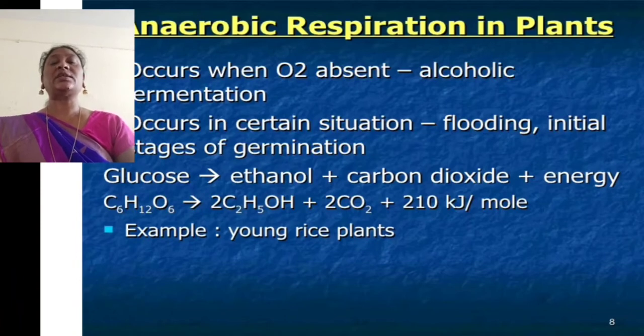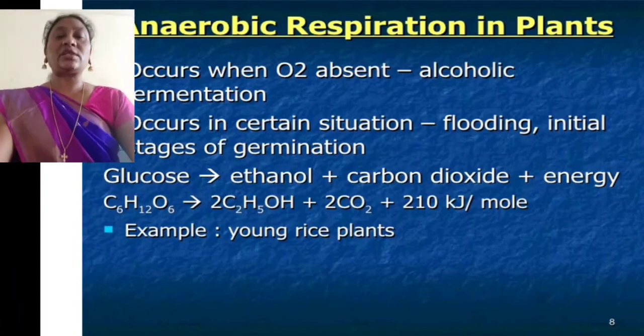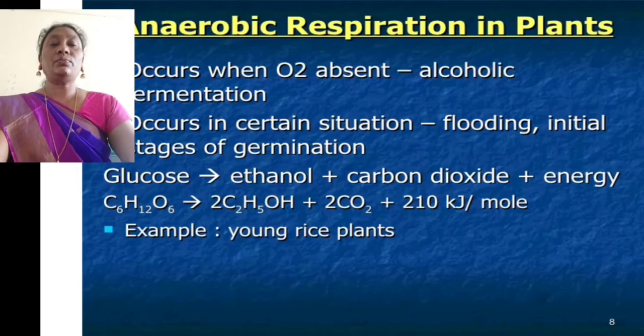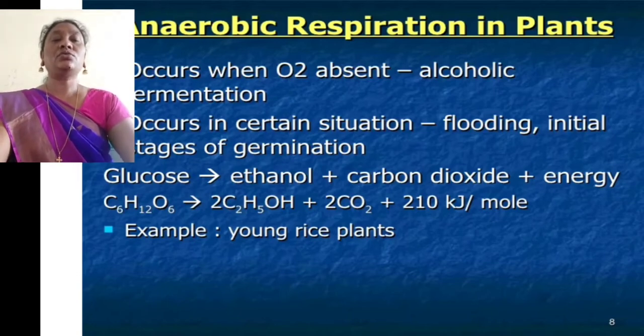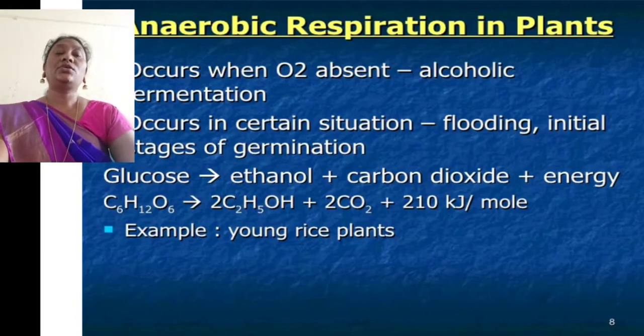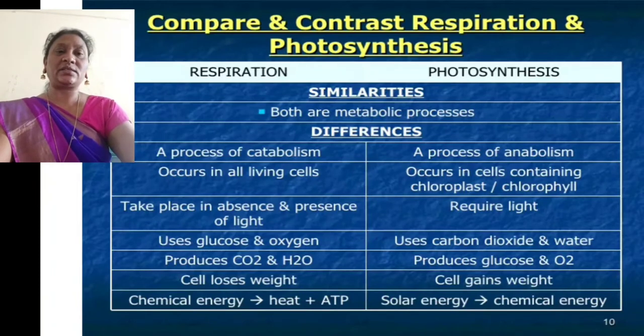That means C6H12O6 gives rise to 2C2H5OH plus 2CO2 plus 210 kilojoules per mole. For example, young rice plants. This process may take place in the young rice plants.